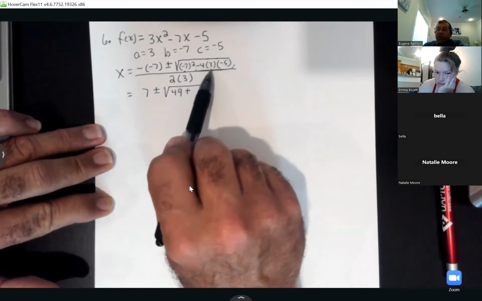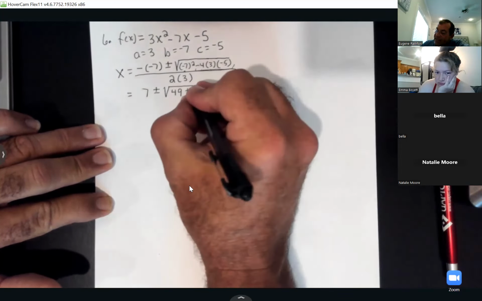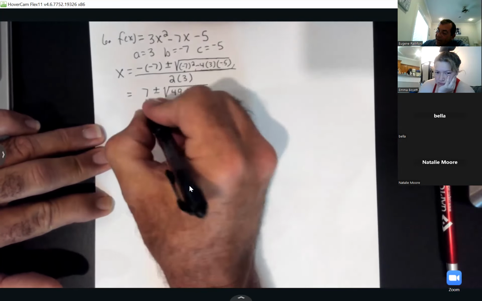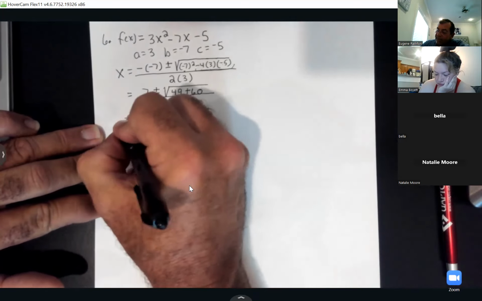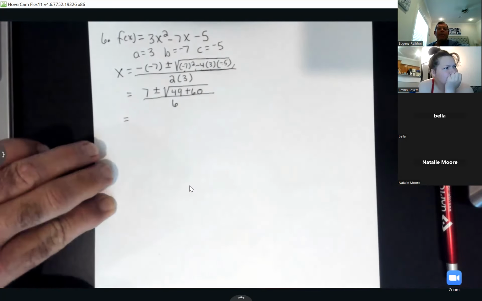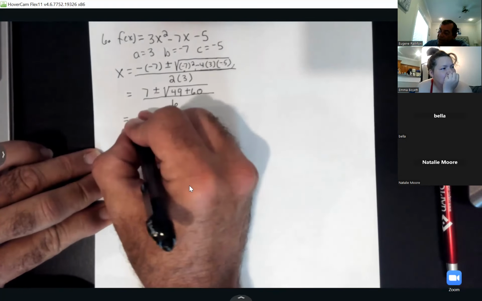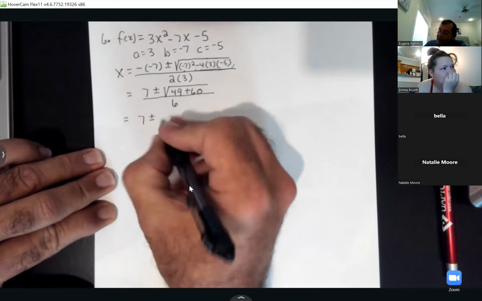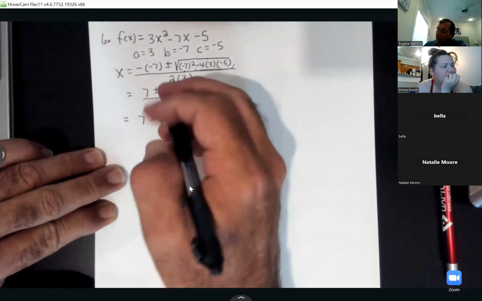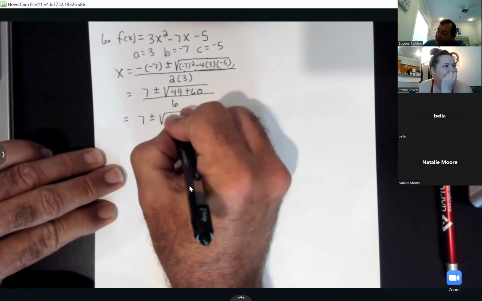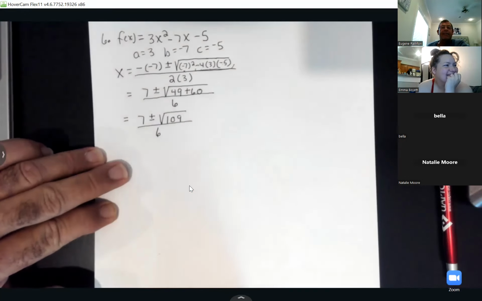Let's see. 4 times 3 is 12. 12 times 5 is 60. All of this over 2 times 3, which is 6. All right, so now I can add the stuff under the radical. So 7 plus or minus square root. Let's see, 49 and 60, that is 109, all of that over a 6.